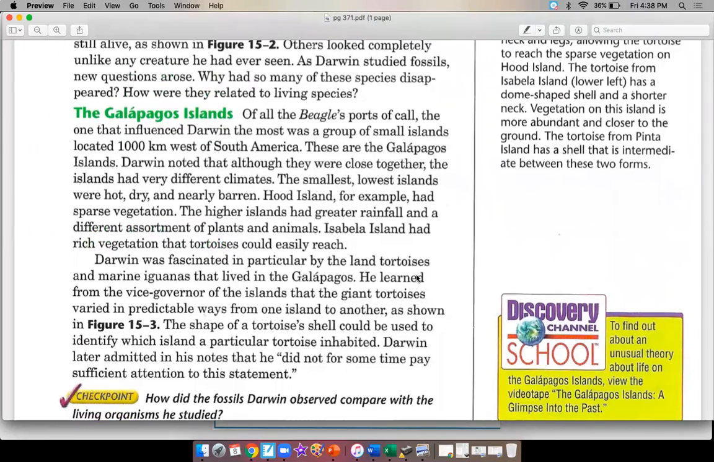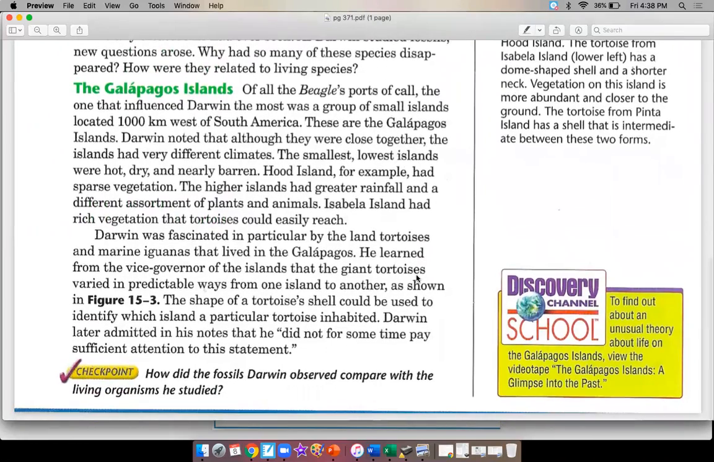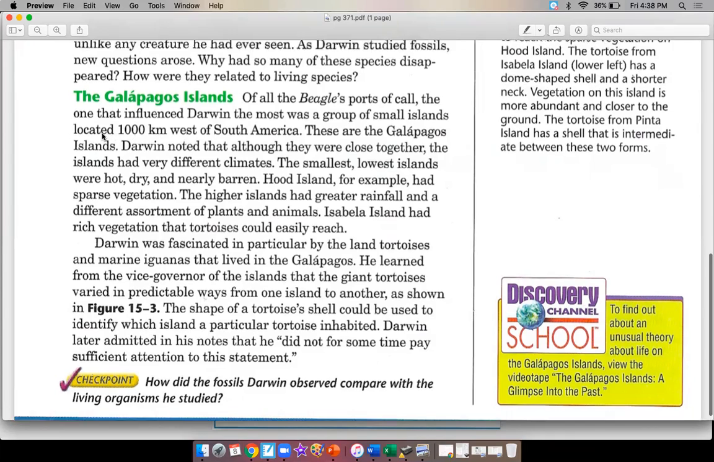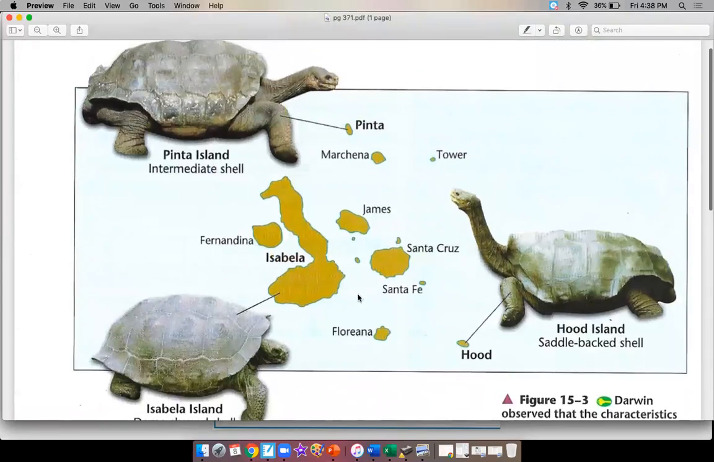Now, the Galapagos Islands. This is where important discoveries were made. This is where things clicked for him. Of all of the Beagle's ports of call, the one that influenced Darwin the most was a group of small islands located 1,000 kilometers west of South America. These are the Galapagos Islands. These islands right here.